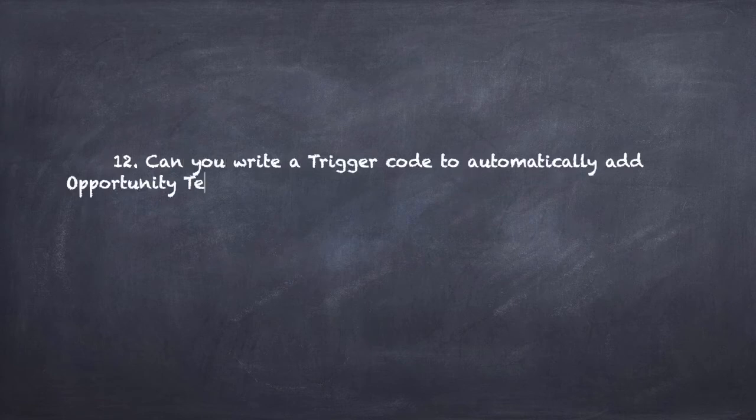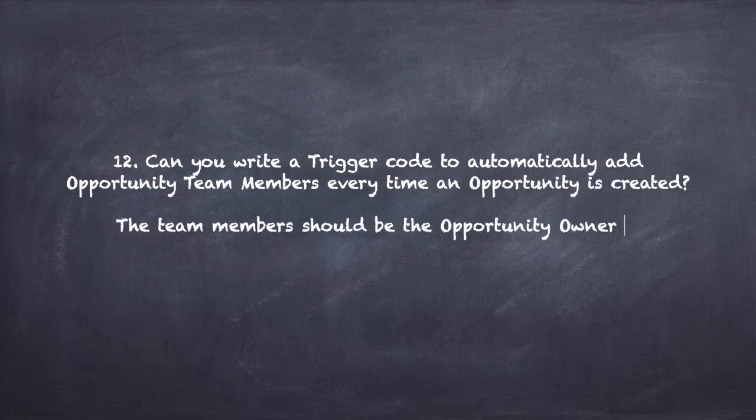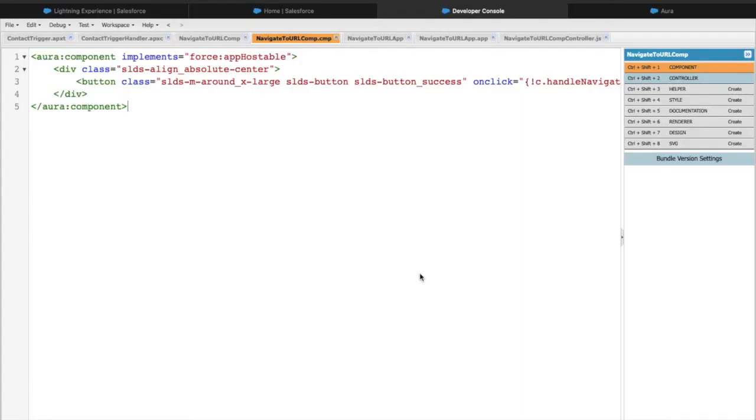Question number 12. Can you write a code to automatically add opportunity team members every time an opportunity is created? So the team members should be the opportunity owner and the owner's manager. Alright, so this question talks about creating some default opportunity team members every time an opportunity is created, right? So opportunity team members are children of the opportunity object, which is the parent, right? And the question talks about adding the opportunity's owner and the opportunity owner's manager as the default two team members. All right, so we'll have to write a trigger code for it, and let's look into it.